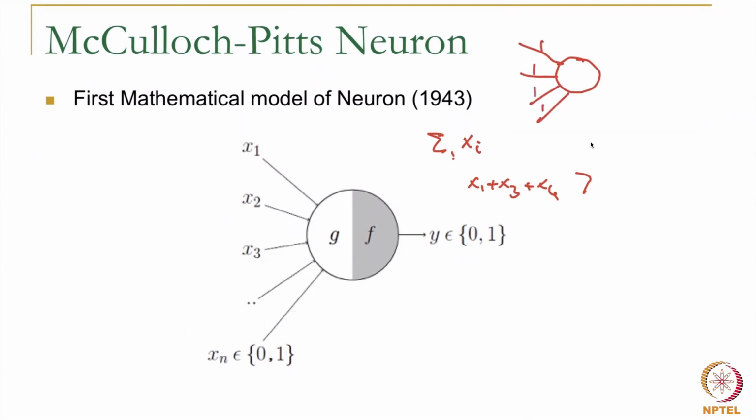All these weights are 1. These are xi. You sum these up, and then you run through a step function. That is basically the McCulloch-Pitts neuron. It was the first mathematical model. As you can see, the output is either 0 or 1. The idea was to simulate simple logic gates.